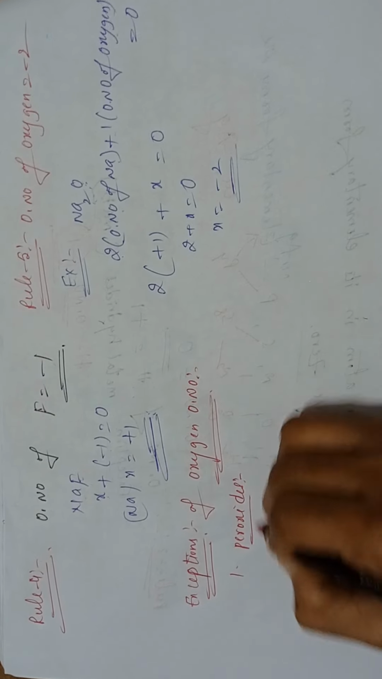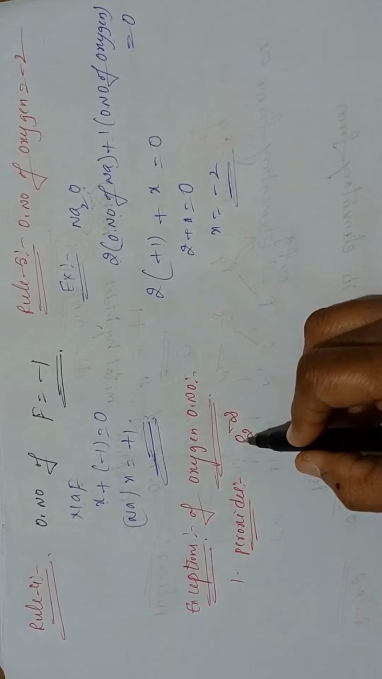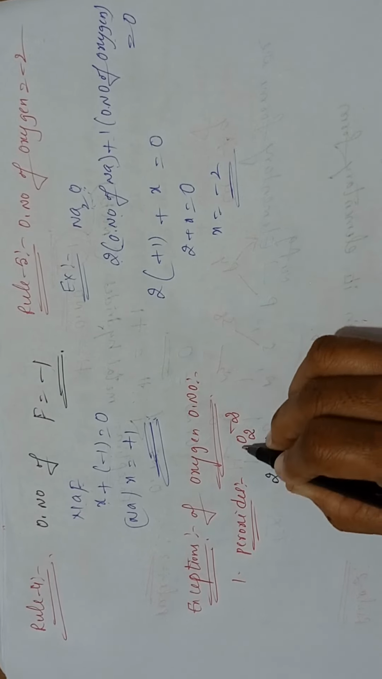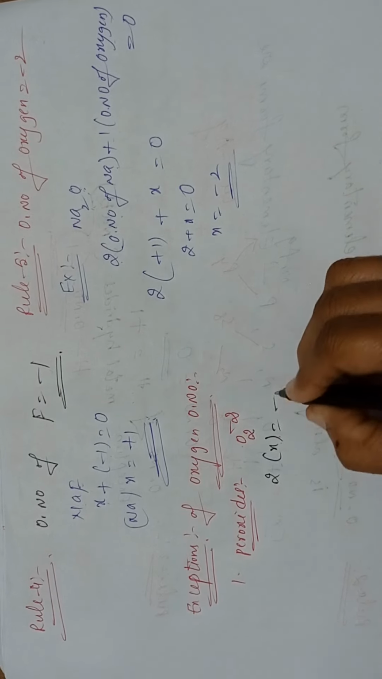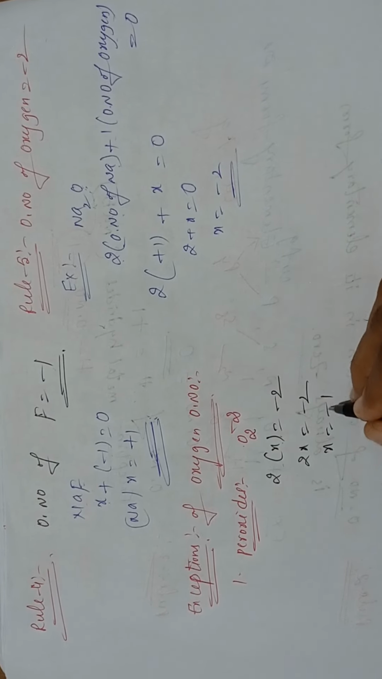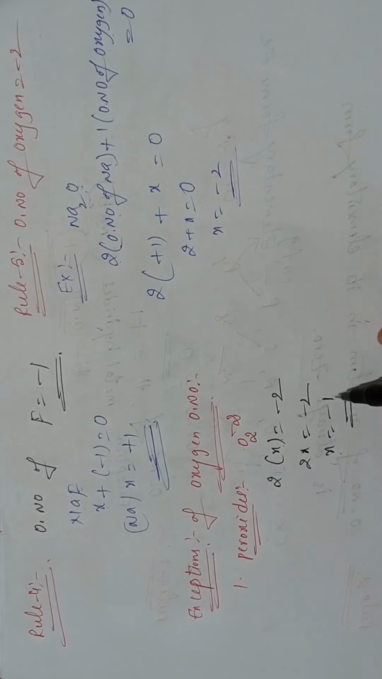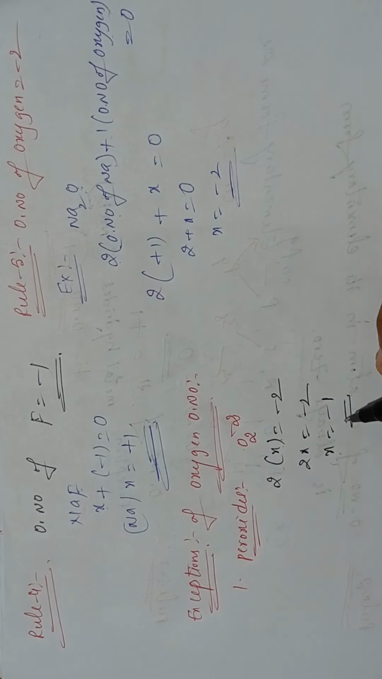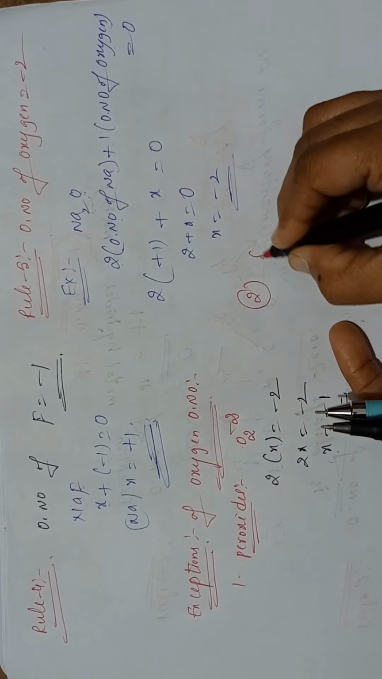What is the formula of peroxides? O2 2-. What is the oxidation number of oxygen in peroxides? Here 2 oxygen atoms are there, so 2 into X is equal to -2. 2X is equal to -2, so X is -2 by 2, which is -1. That means the oxygen oxidation number in peroxides is -1. Clear? That is the peroxide, students. O2 2-. Next, coming to the second one, superoxides.